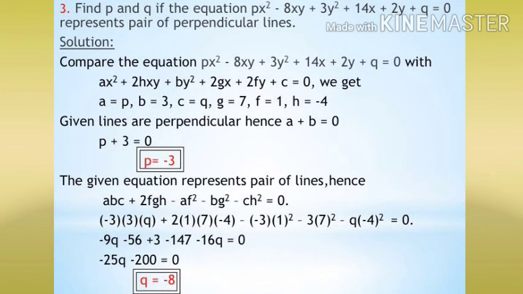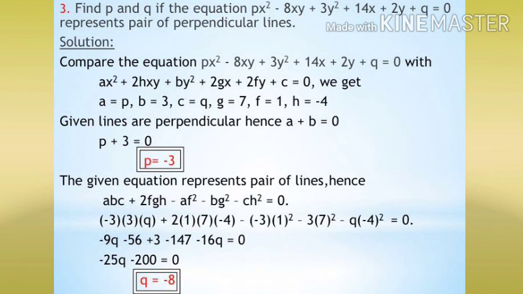Now the next example we will see: find p and q if the equation px² − 8xy + 3y² + 14x + 2y + q = 0 represents a pair of perpendicular lines. So firstly, in the solution, we have compared the given equation with the general equation. So we get the value of a as p, b as 3, c as q, 2g is 14, therefore g is 7, 2f is 2, therefore f is equal to 1, and 2h is equal to minus 8, therefore h is equal to minus 4.